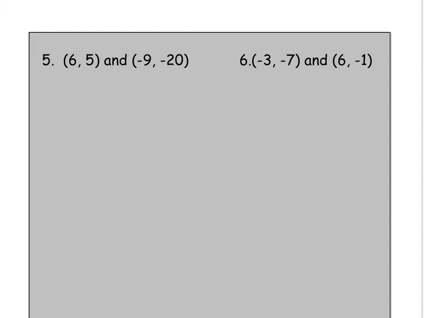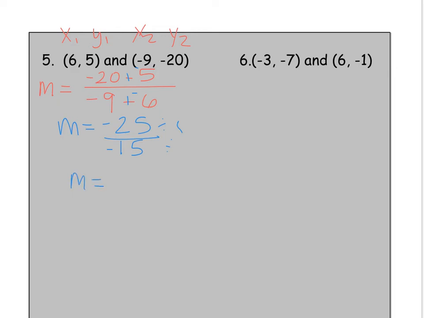Now, try these and come back. I'm going to label them x1, y1, x2, y2, so you know where to plug them in. Find your slope, the steepness of a line: -20 minus 5 over -9 minus 6. I'm going to add the opposite, slope of -25 over -15. 5 goes into both of those, so that's going to simplify to a slope of negative over negative is positive, 5/3.